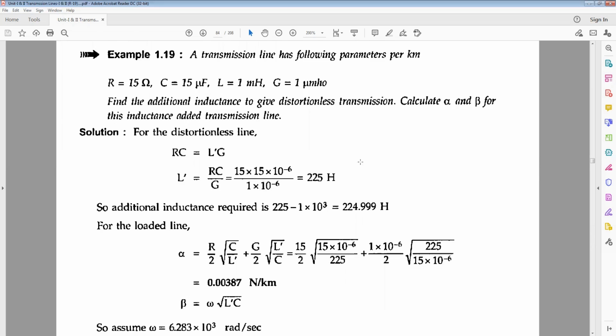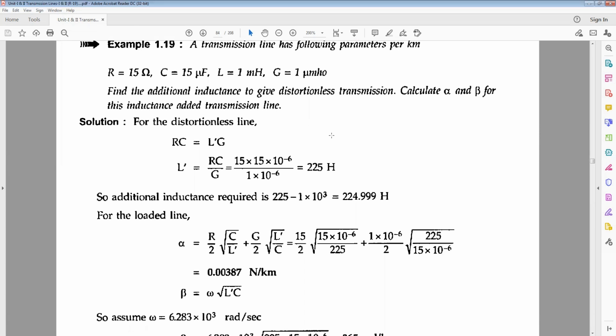Okay, and calculate the alpha and the beta for the inductance added to the transmission line. What is alpha? You know the formula. Alpha is not 0. Definitely alpha is equal to R by 2 under root of C by L dash, plus G by 2 under root of L by C. Okay, my dear students, remember here the R term has C by L and the G term has L by C.